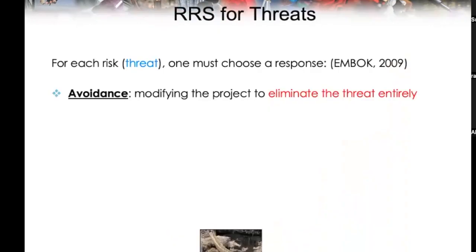So avoid means modifying the project to eliminate the threat entirely. Remember, we are crossing this old bridge. How can we avoid the risk? By eliminating the threat entirely. So you consider the risk and then you say, I'm not going to cross that one. Well, you walk up the hill a little bit, maybe it takes 20 minutes longer, but it's okay. There's no risk, right? So when you choose not to cross, you are avoiding the risk.